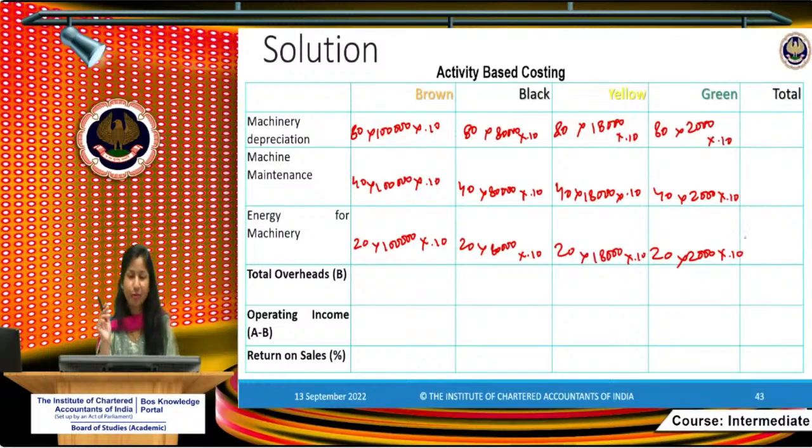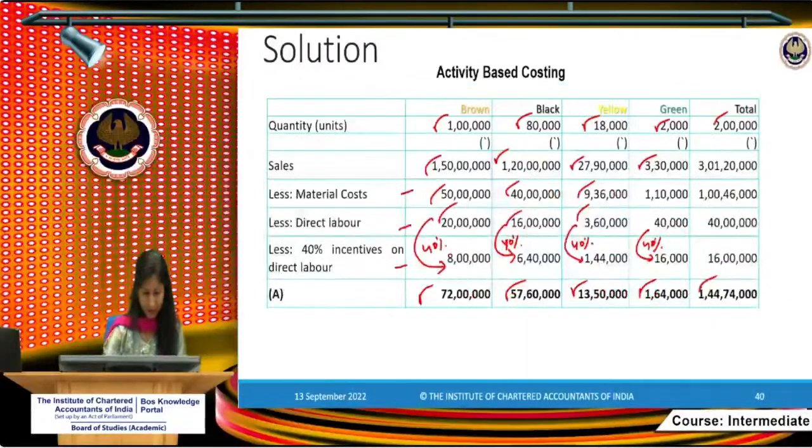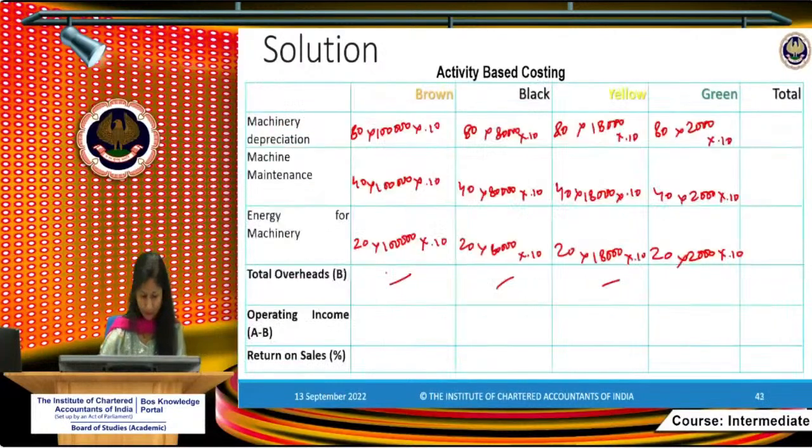You just need to do the calculations and put the figures over here and then calculate the total overhead. Then deduct this B portion from A portion. Then you would be getting the operating income and then calculating the return on sales. You would be dividing this operating income by sales. So you will get the return on sales. So let's move on to the next slide.